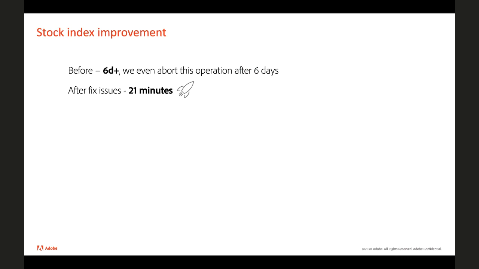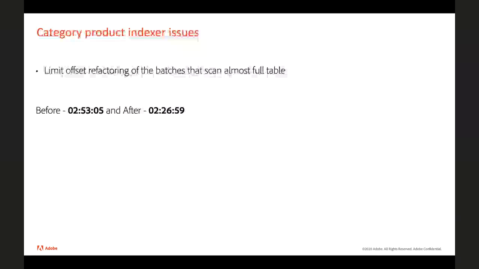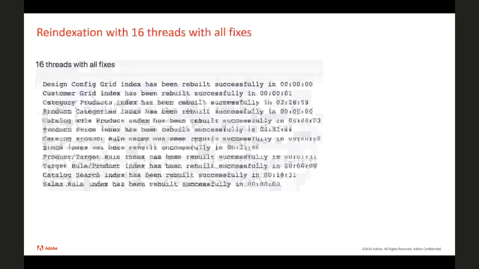After we made these improvements, fixing the batch size, rewriting the MySQL queries, and eliminating code errors, we ran stock index with this profile within 21 minutes, which is pretty fast, I guess, in 8 threads. The next one, as I showed you, was category product indexes. We also rewrote some queries, but because the category product indexer cannot run in a parallel mode, we obtained only up to 30 minutes of improvement, but it's still something, right?